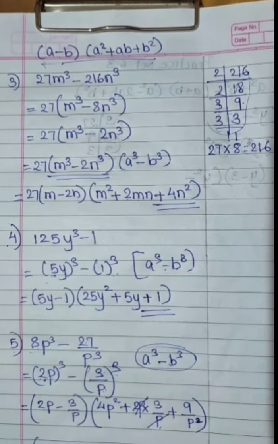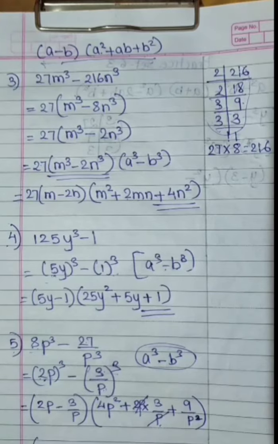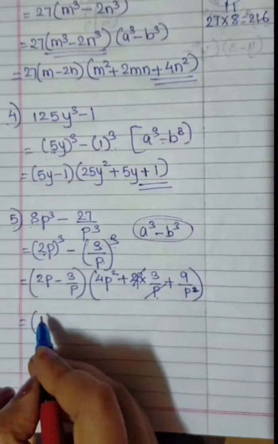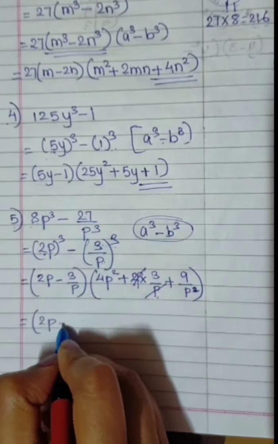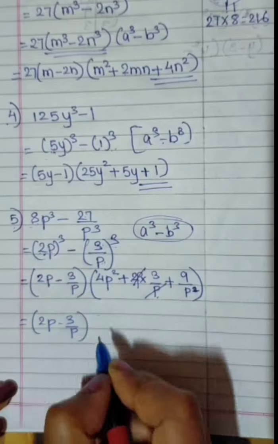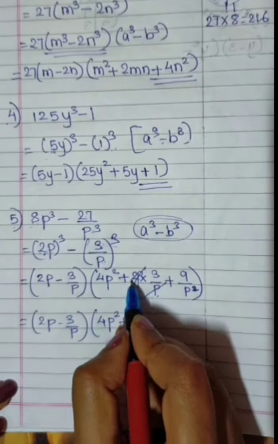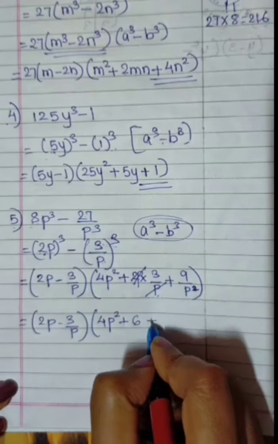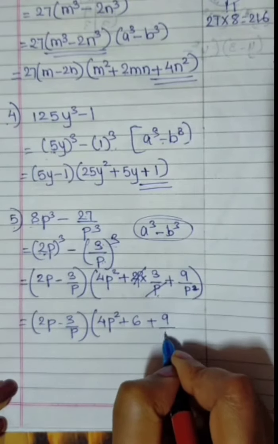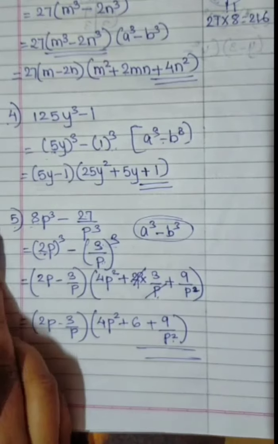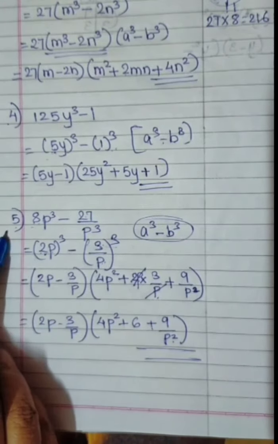When I am writing here, now you can see 2p minus 3 upon p, that is 4p square plus 2 3s are 6 plus 9 upon p square. This is the answer of question number 5.